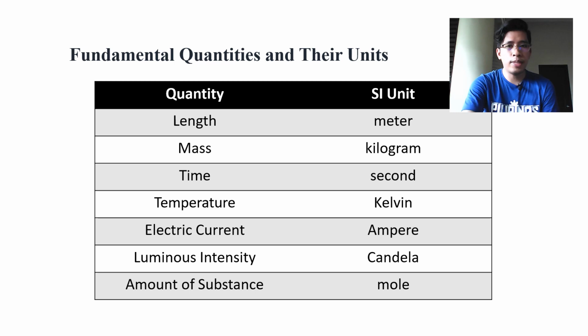These are other fundamental quantities and their units. For example, in temperature, we will use the kelvin. For electric current, we have the ampere, and for the amount of substance, we usually use the mole.